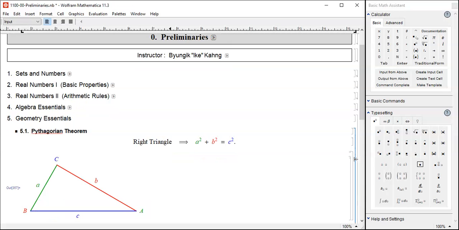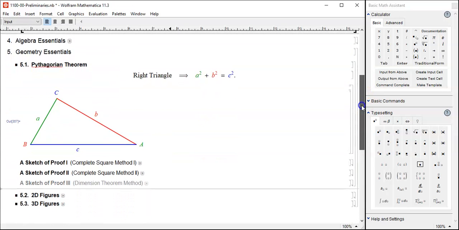It goes like this. Whenever we have a right triangle with sides A, B, and C, where C is the largest, the hypotenuse, then we're going to get a squared plus b squared is equal to c squared. That's Pythagorean theorem. Now, why is that?